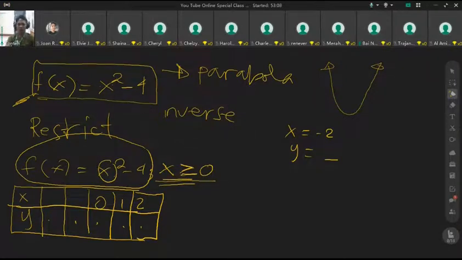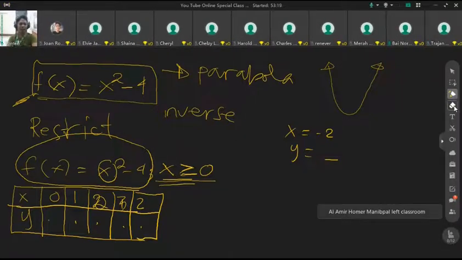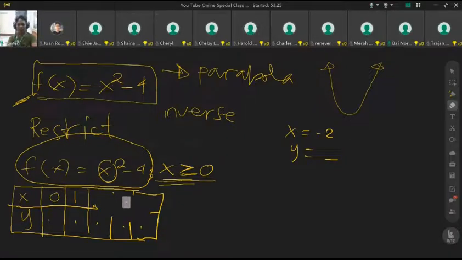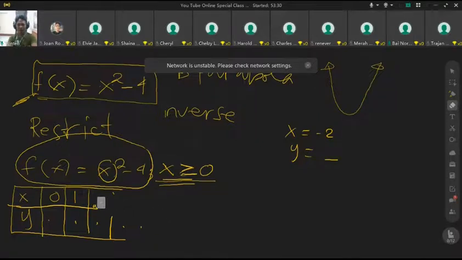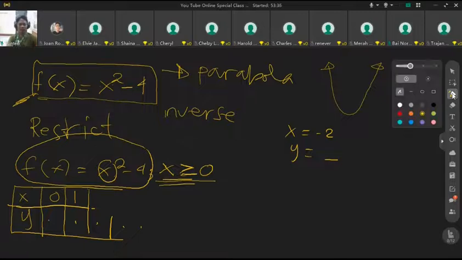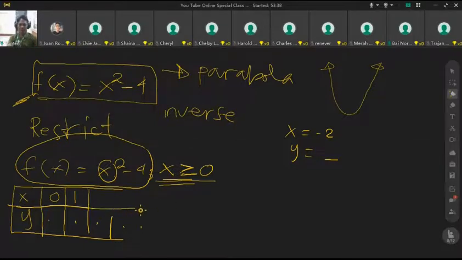We will start with 0, 1, 2, and 3. Ganun lang. Tingnan natin yan sa 4. Sige ha, ulitin natin. Repeat. Zero, 1, 2, and 3. Graph natin.